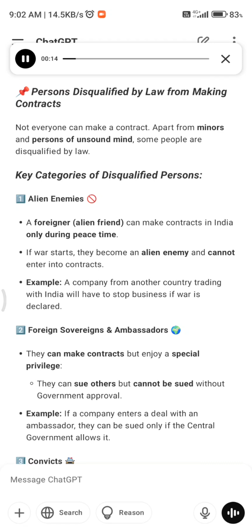1. Alien enemies. A foreigner, an alien friend, can make contracts in India only during peacetime. If war starts, they become an alien enemy and cannot enter into contracts. Example: a company from another country trading with India will have to stop business if war is declared.